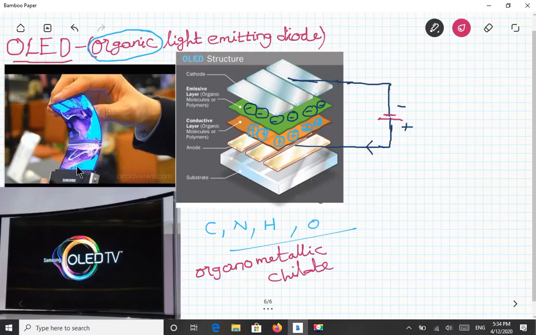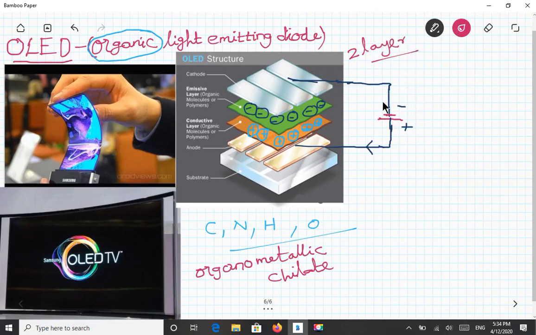So you can see here an employee of Samsung bending the display. Which means it is a very thin display, and you can also bend the display so that the resolution or the picture will not be affected. So this flexibility has been made possible by the OLED. And this is the structure of OLED. There are many different kinds of OLED, and we are going to see the two-layer OLED.